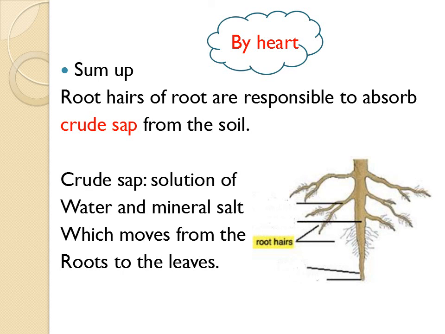What's the meaning of root sap? Root sap is a solution of water and mineral salts which moves from the roots to the leaves. Water with mineral salts, the two together, we call root sap. Instead of saying water and mineral salts, we give them a title called root sap. This root sap moves from the roots to the leaves.